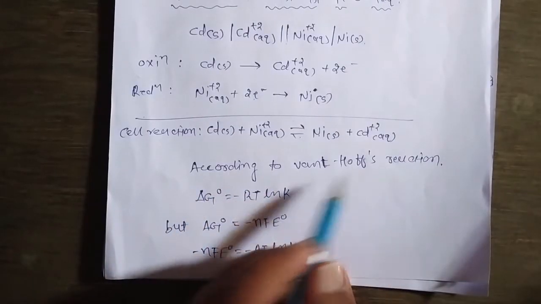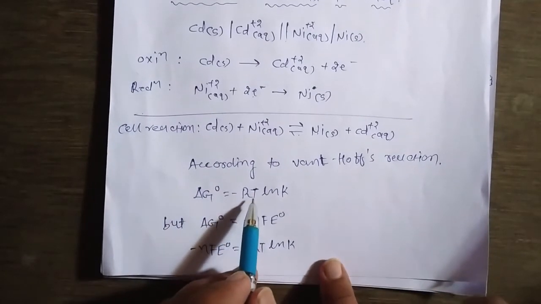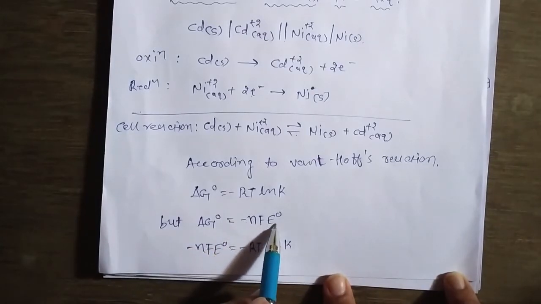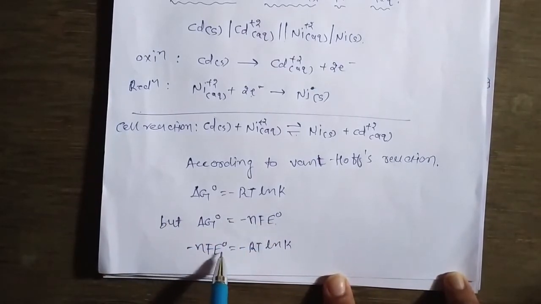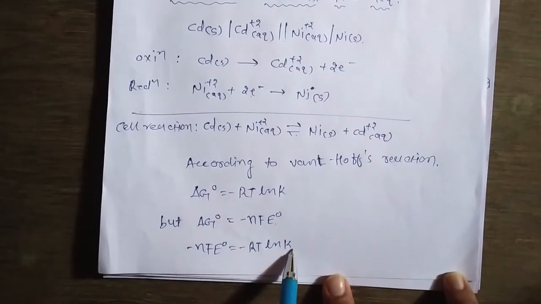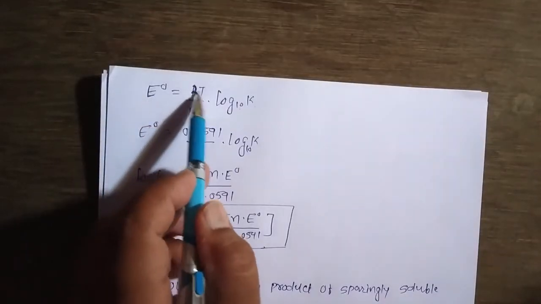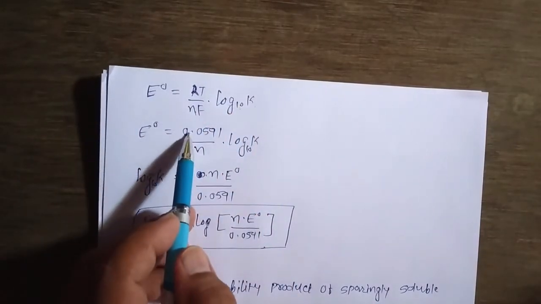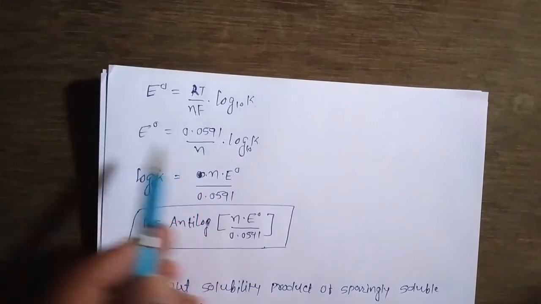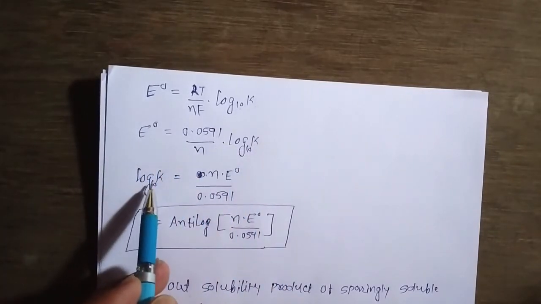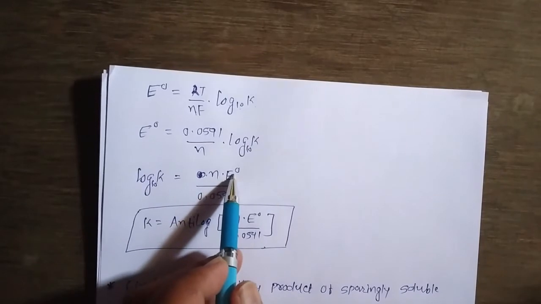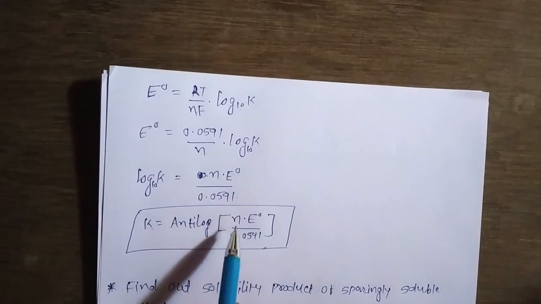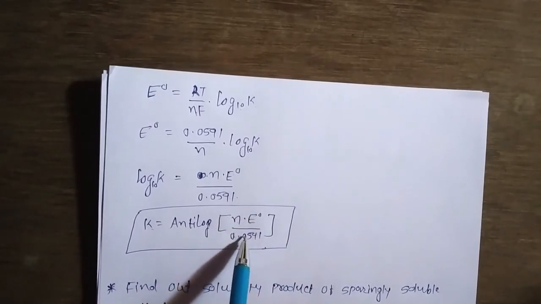According to the van't Hoff equation, delta G0 is equal to minus RT ln K, but delta G0 is equal to minus nFE0. So minus nFE0 is equal to minus RT ln K, and E0 is equal to RT/nF into ln K. Then E0 is equal to 0.0591/n into log K, and log K is equal to nE0/0.0591, and K is equal to antilog of nE0/0.0591.